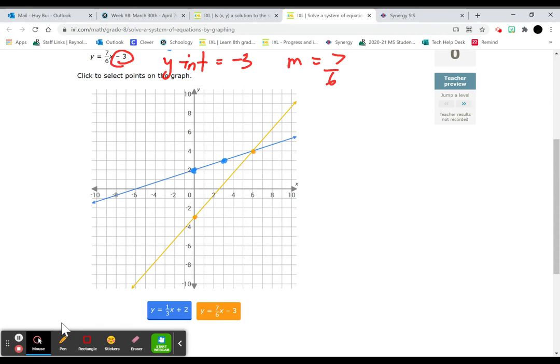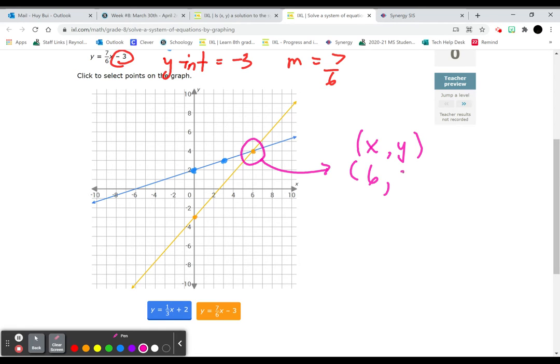And so the solution, oh, I can't, I was trying to see if I can circle it. So there's the solution. The solution will be that point, okay? So this point is at, remember points are x, y. So let's see, go across 6, and it goes up 4. So there's your solution. Your solution is at 6, 4.